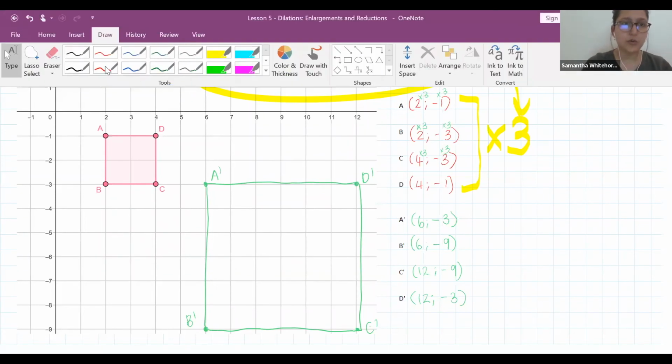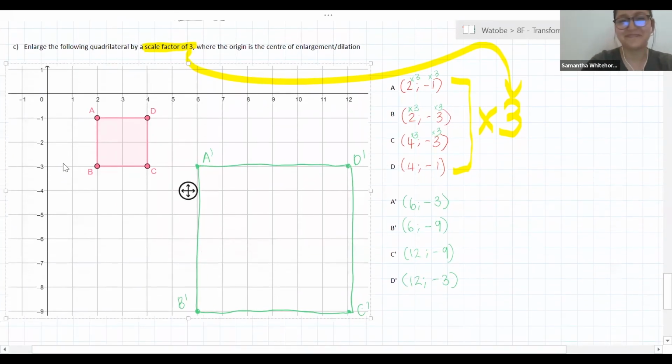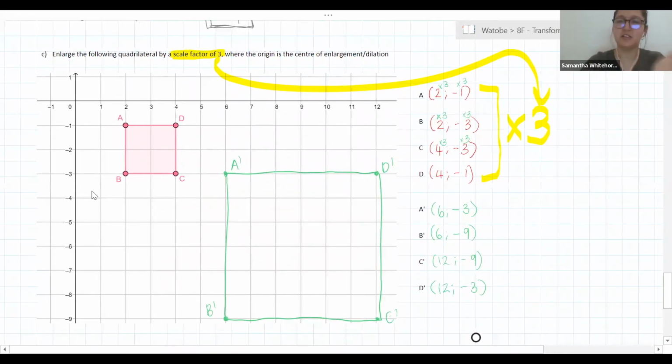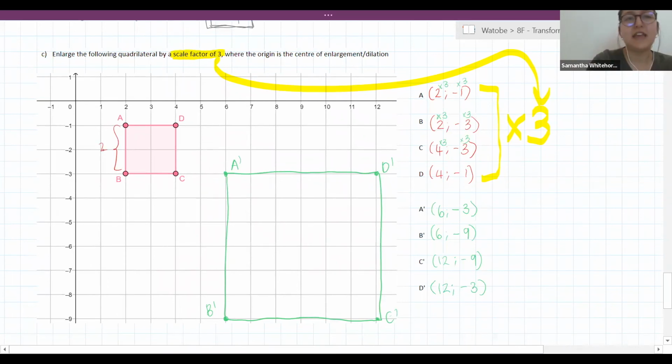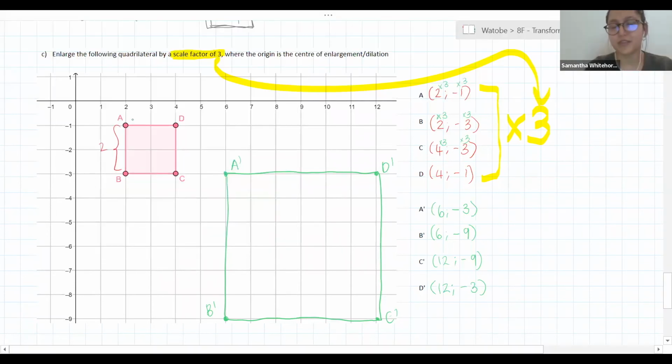Now we can see it's definitely larger. The original square, the side lengths were all 2 units long. So this is 2 units. If I want to triple that, the side length should now be 6 units long. If we count how many blocks this is, it is 6 units. So it has tripled in size. And so by using my scale factor, I've been able to make it bigger.